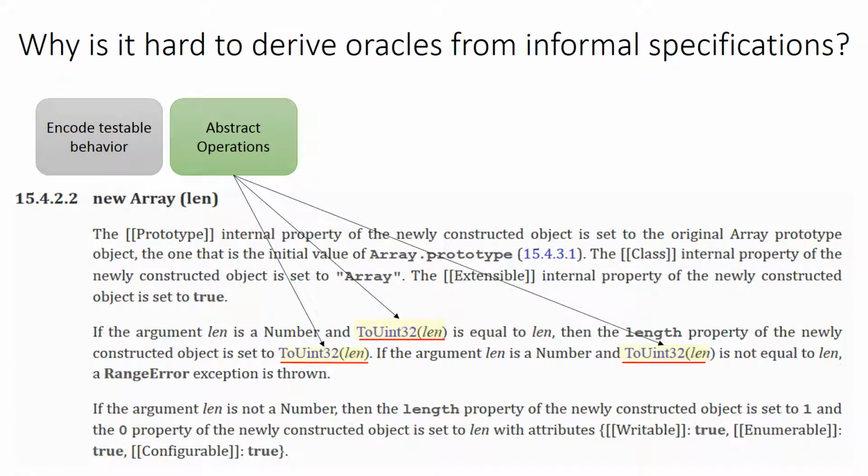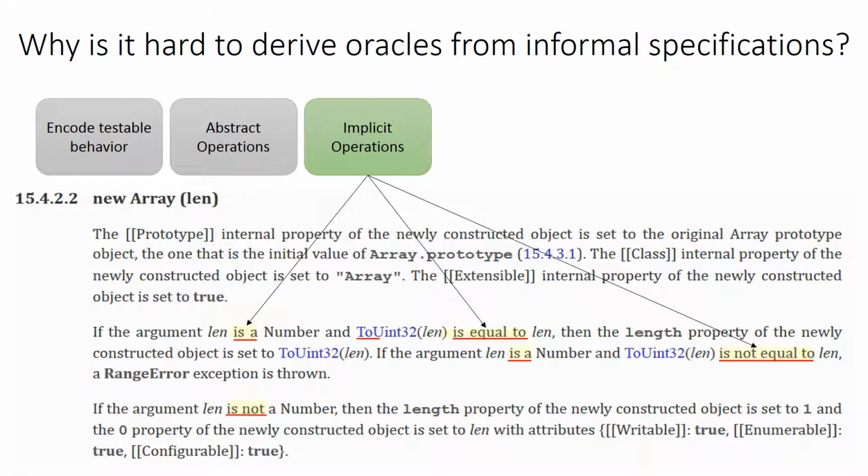Now, given a relevant specification which encodes testable behavior, such as this one shown here, which tells you how the array constructor should work in JavaScript, it may contain abstract operations, which are the methods that are created in the specification document to enhance its readability, but are not actually implemented in the software. For example, there does not exist any such method called toUint32 in JavaScript. Thus, the second challenge is to handle such abstract operations. The third challenge is to deal with implicit operations.